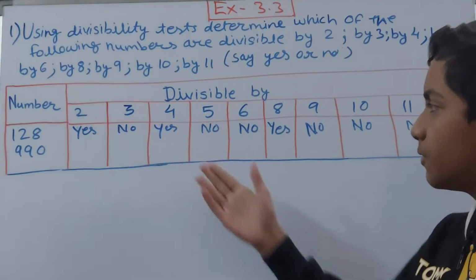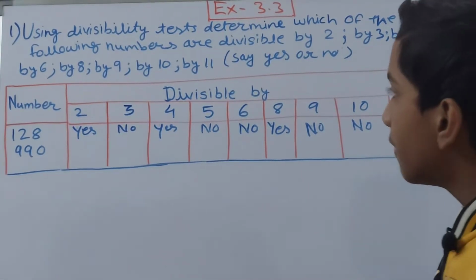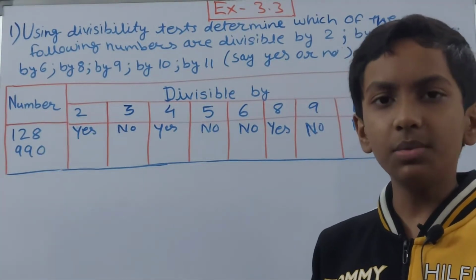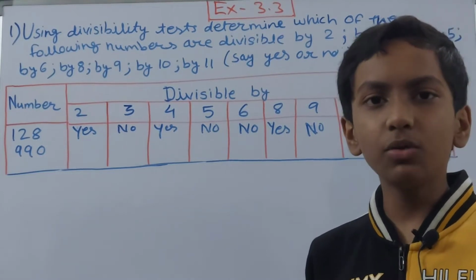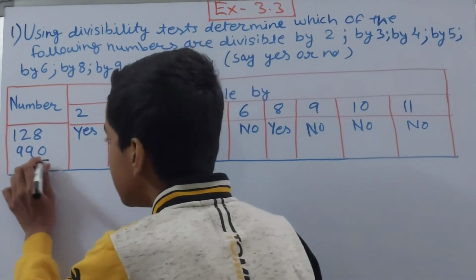So first one is already done for us, 128. So we will start from 990. Okay, first number we have to divide 990 by is 2. Now 2's divisibility test is very easy. What you have to do when you are dividing any number by 2 is check the digit at ones place. At ones place we have 0 here.